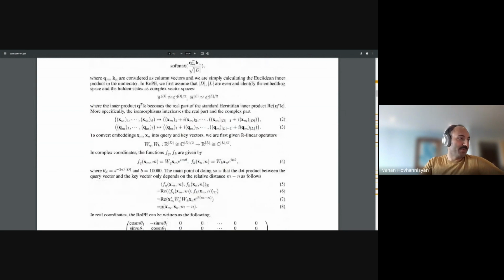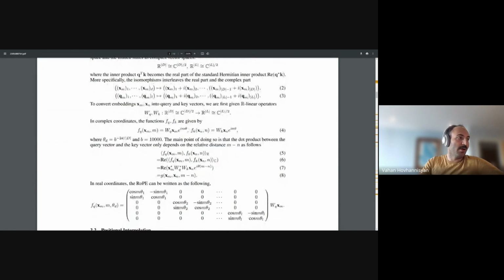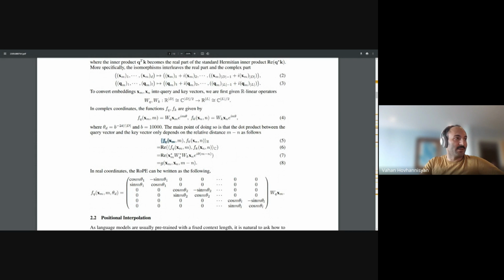Now, what happens is that because we use these rotary embeddings, we do the conversion from real numbers to complex, and then what ends up happening is that this inner product only depends on the distance between the two positions, right? So the inner product happens between each query and key value, okay? And the M and N represent two entries.